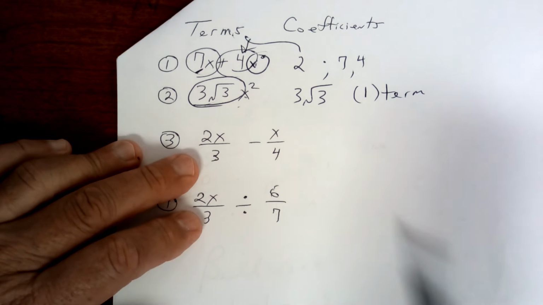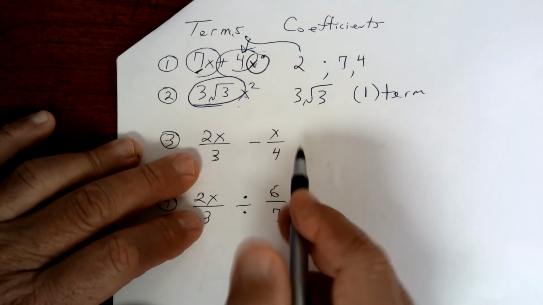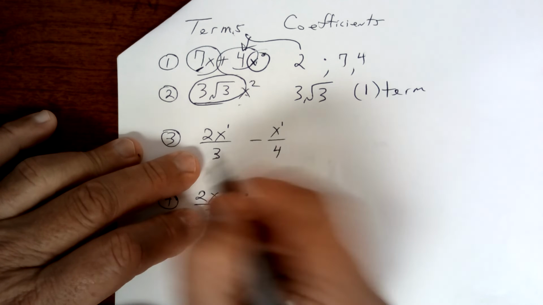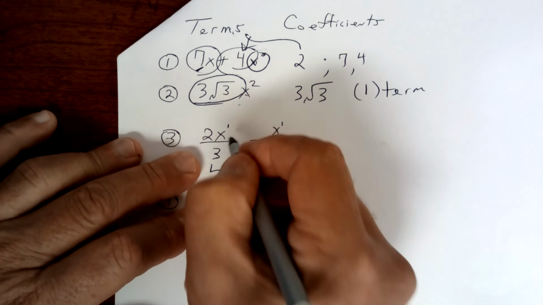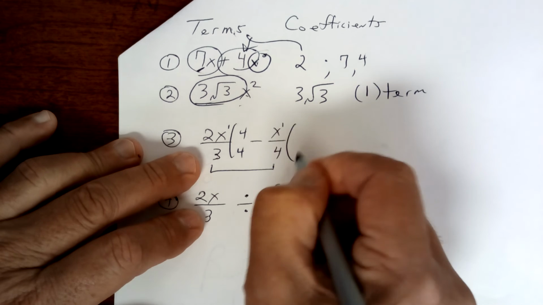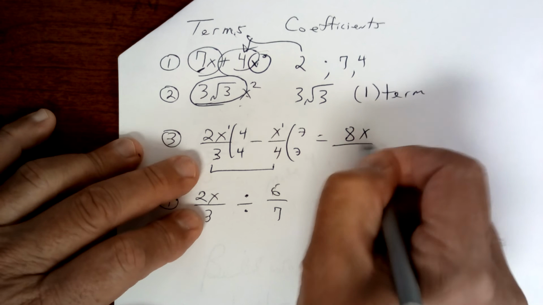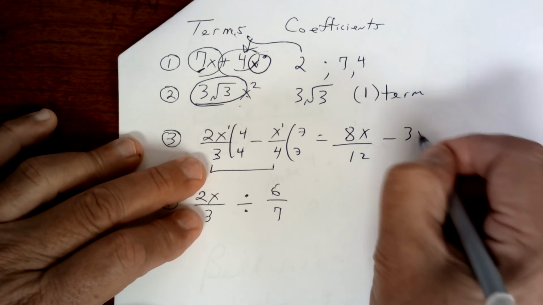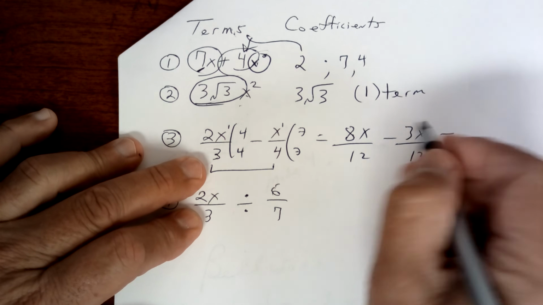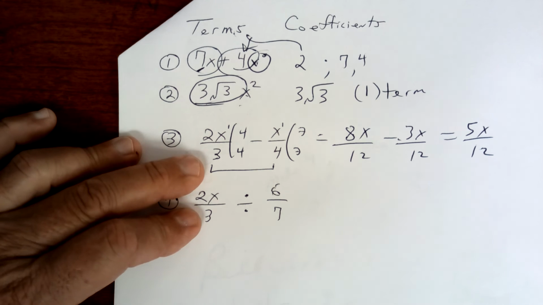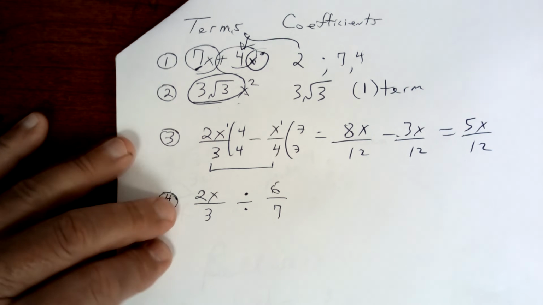Here you got to find the same denominator, okay? You have the same variable, same exponent, okay? 12 is your least common denominator, so you're going to multiply by 4. This one you're going to multiply by 3. So that's going to give you 8x over 12 minus 3x over 12, and then 8x minus 3x is going to be 5x over 12. And that's how you do it. Just like you do with fractions, you need the same denominator.